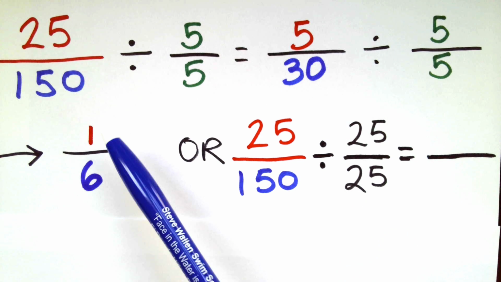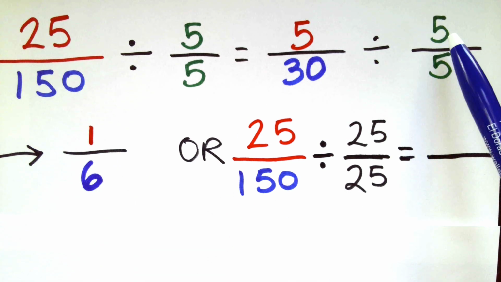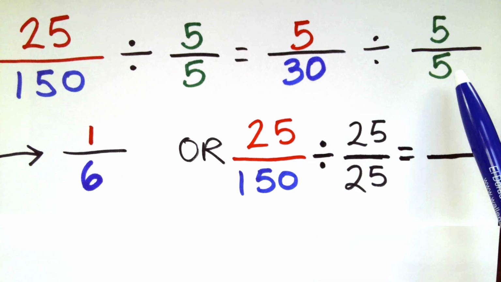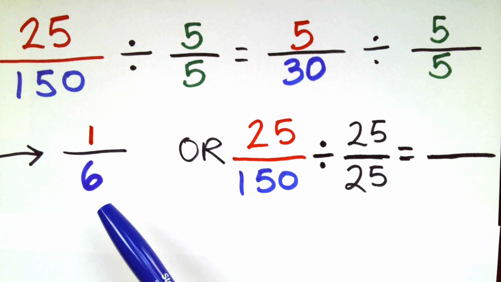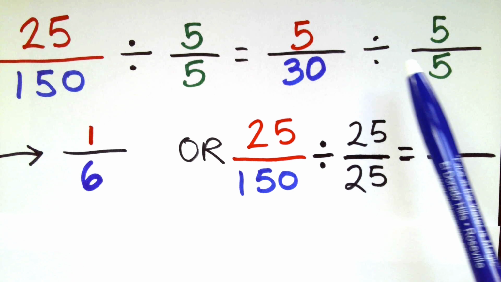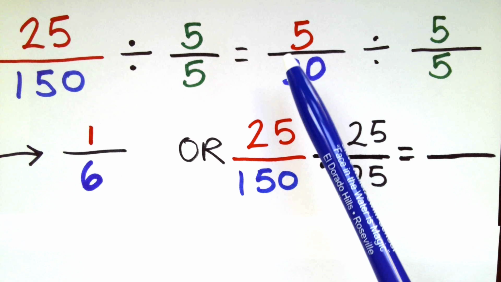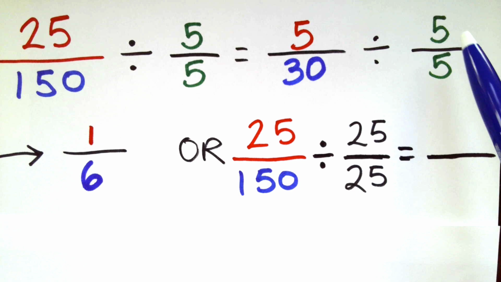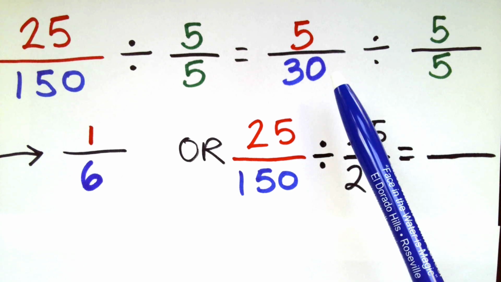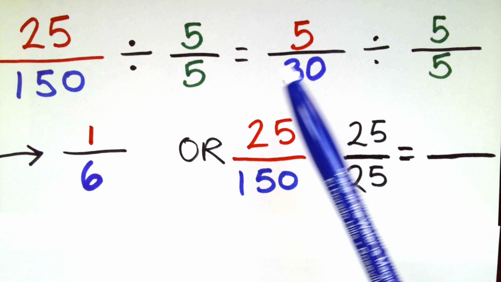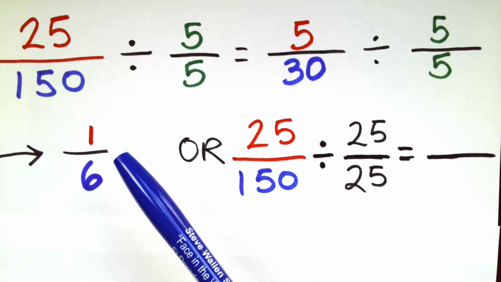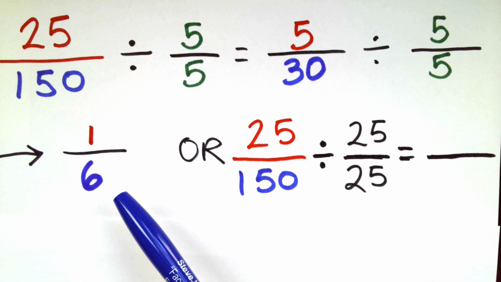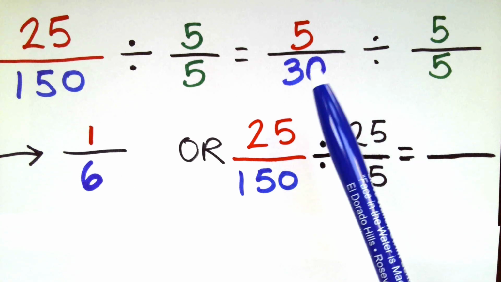5 divided by 5 is 1. Or you can look at it this way: 5 times 1 is 5. 30 divided by 5 is 6. Or, look at it this way, 6 times 5 is 30. So again, we're looking for a number we can divide into 30 evenly and 5 evenly. 5 will divide evenly into both of those values. And 5 divided by 5 is 1, because 5 times 1 is 5. 30 divided by 5 is 6, because 6 times 5 equals 30.